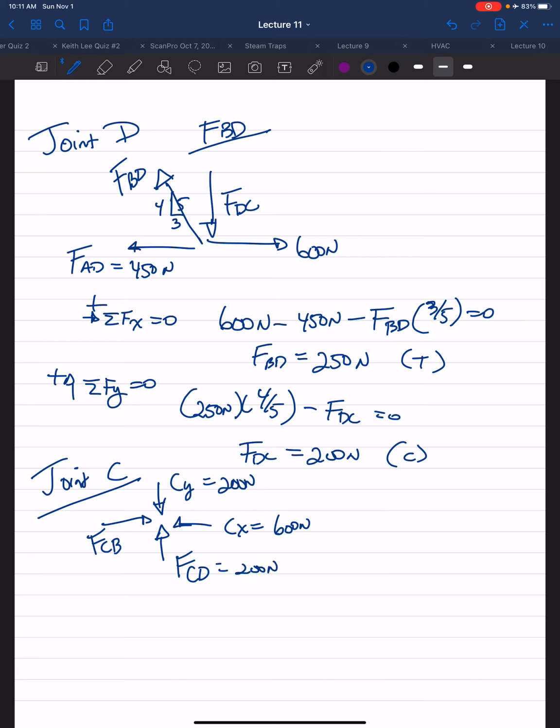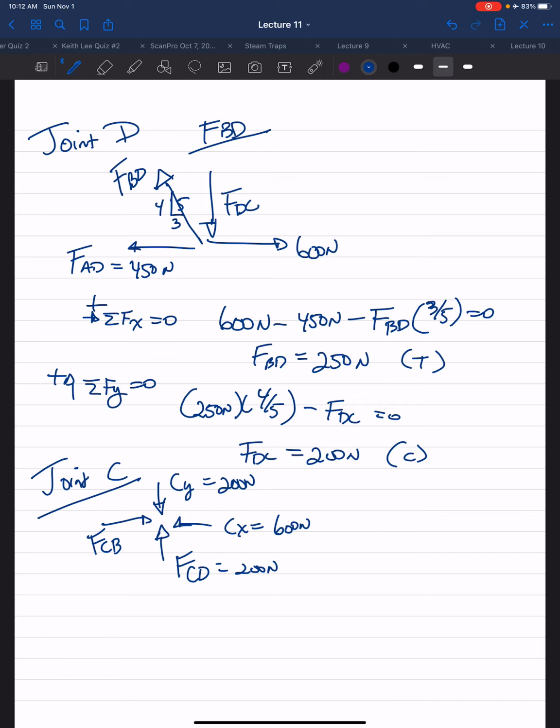So you see that very nicely now that our CY, which we calculated to be 200 newtons in our support reaction, and the FCD we calculated at the previous joint D are both 200 newtons. They're both in the Y direction, and they cancel out. So this is further proof that our assumptions and our work we're doing is correct.